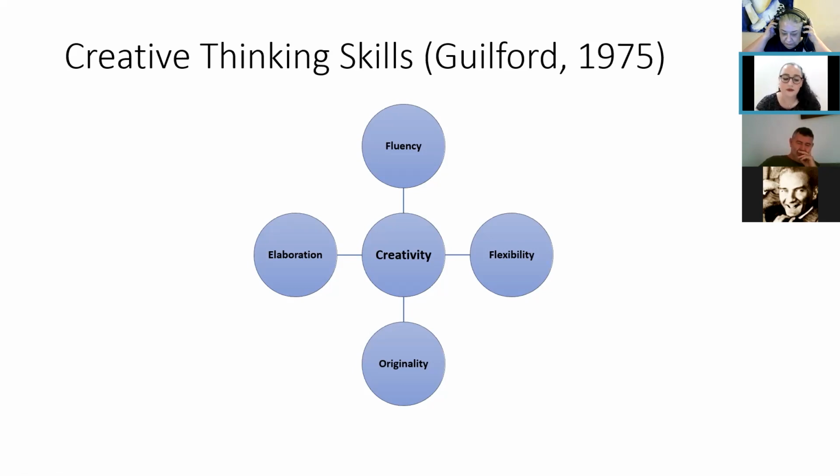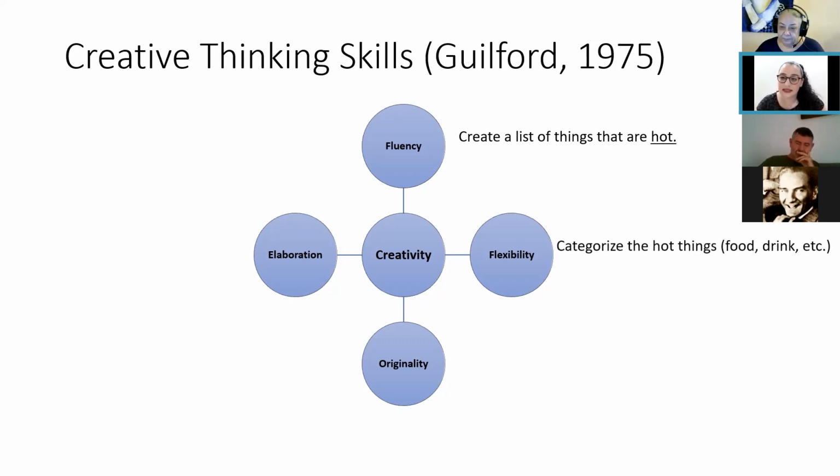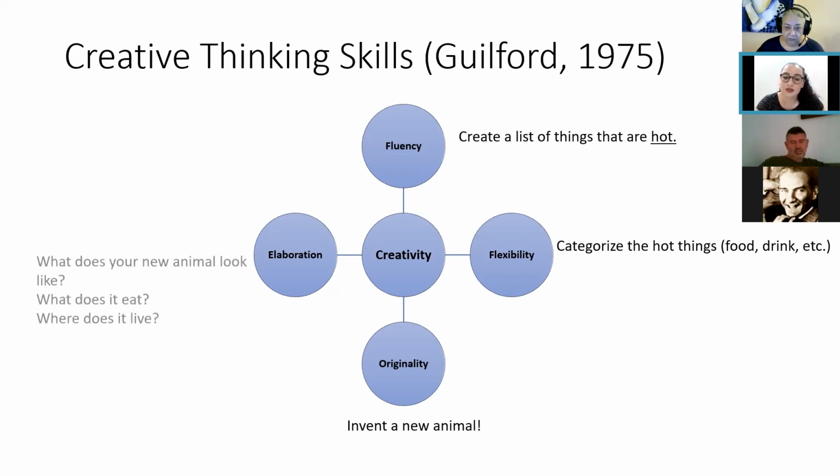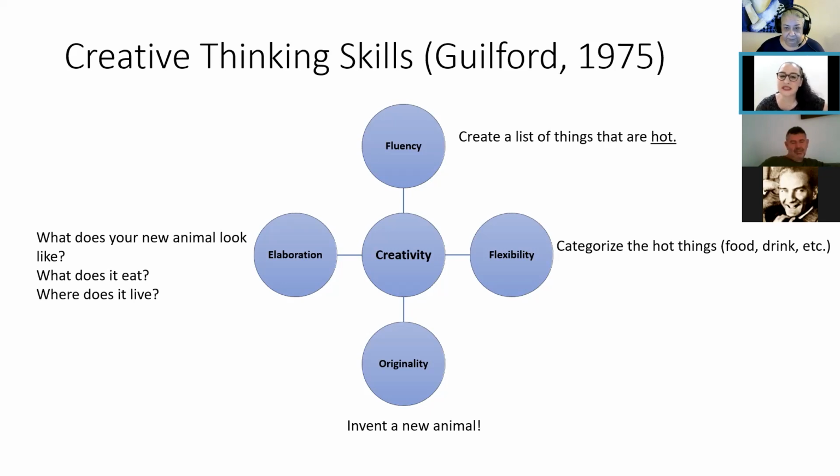Here, fluency refers to generating as many ideas as possible. For example, create a list of things that are hot. Flexibility refers to generating a wide range of ideas, like categorizing the hot things. Originality refers to seeking new, unusual, and different ideas, like inventing a new animal. And elaboration refers to giving specific details to enhance your product.